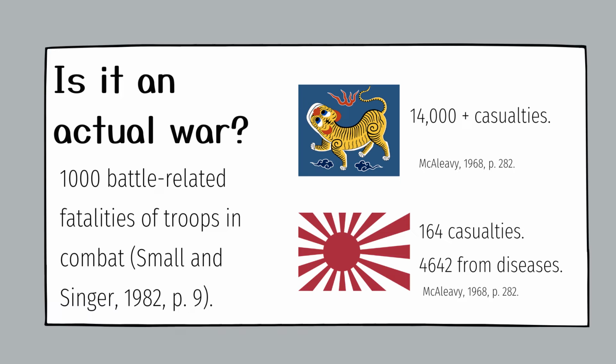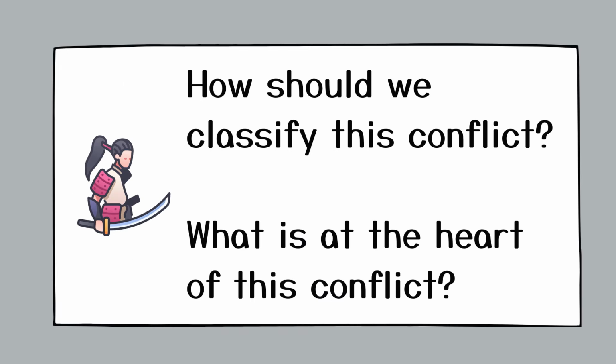And according to several sources, this conflict had 14,000 casualties from the Republic of Formosa side, and 164 casualties from the Japanese side. However, diseases such as cholera and malaria increased the Japanese casualties up to 4,642 casualties. After having defined that, in effect, the Japanese invasion of Taiwan is a war in all of its definition, I would like to start with two icebreaking questions.